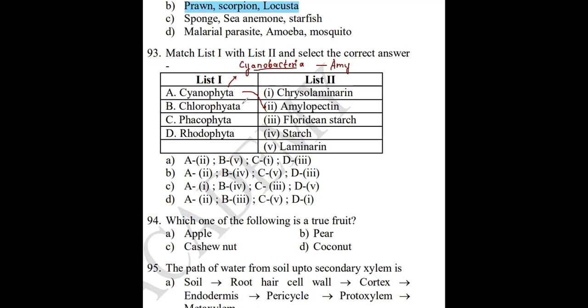Okay, let's see Chlorophyta. Chlorophyta usually have the reserve food material stored in the form of starch. Yes, so B is going to be 4. The second option and third option have both together, but we have to find out which one is correct. A very important thing about Chlorophyceae: they have the pigments chlorophyll A and B. And you have to remember the organisms which come under Chlorophyta: Spirogyra, Chara, Ulothrix are all examples of Chlorophyta.